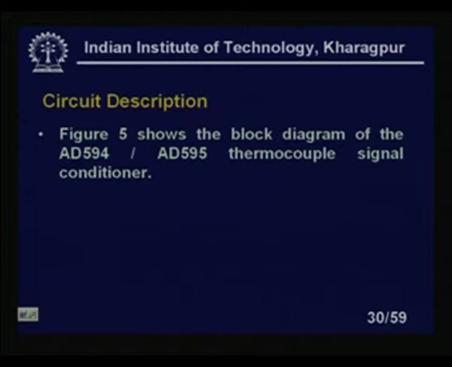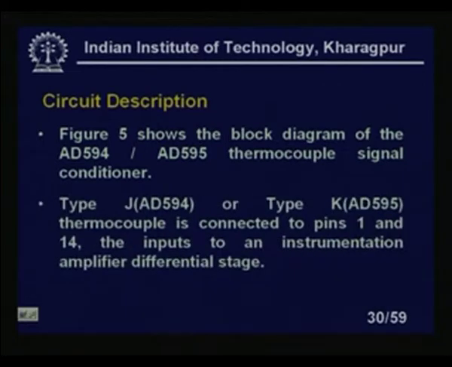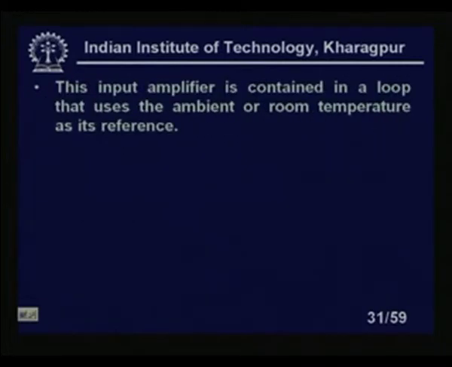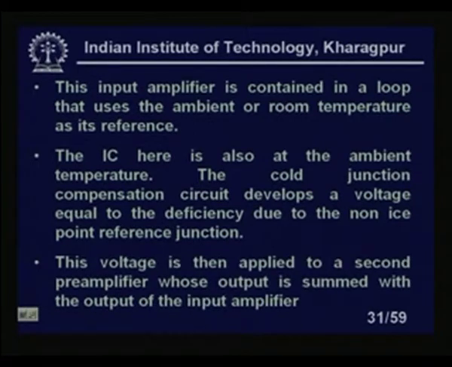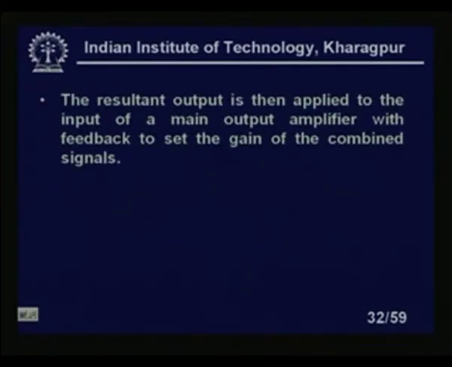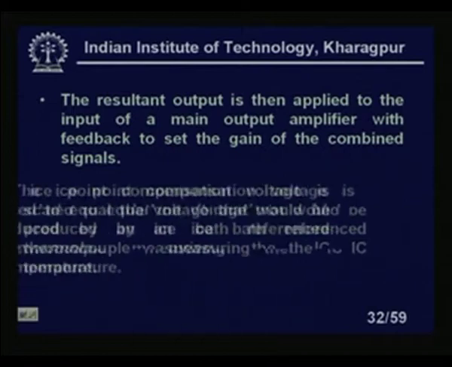Figure 5 shows a block diagram of the AD594 and AD595 thermocouple signal conditioners. The AD594 is to be used with a type J thermocouple, and the AD595 with type K. The thermocouple is connected to pins 1 and 14, the inputs to an instrumentation amplifier differential stage. The input amplifier is contained in a loop that uses the ambient or room temperature as its reference. The IC is also at ambient temperature, and the cold junction compensation circuit develops a voltage equal to the deficiency due to the non-ice point reference junction. The voltage is then applied to a secondary preamplifier whose output is summed with the output of the input amplifier. The resultant output is applied to the input of a main output amplifier with feedback to set the gain of the combined signals. I will show you all this in the circuit.